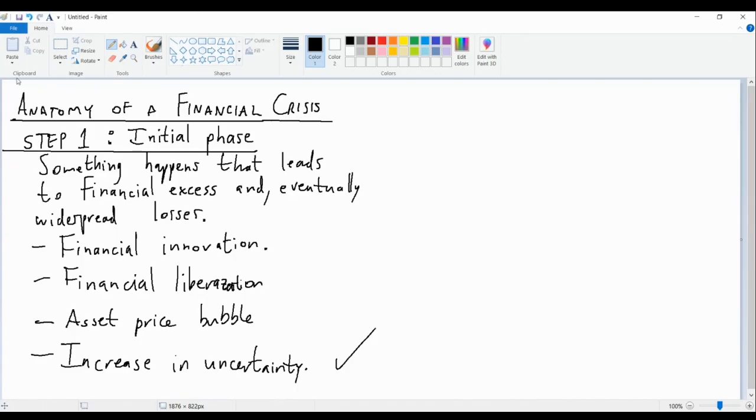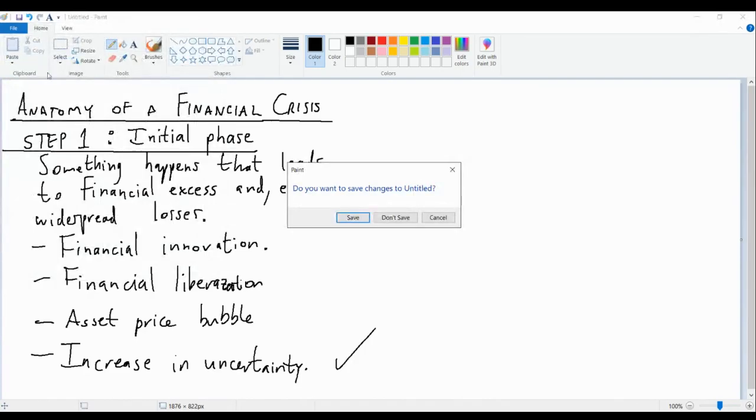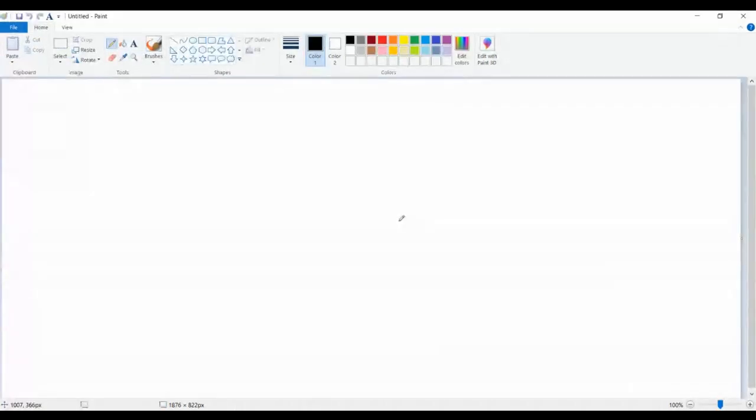In the comments, I was told that the slides get cluttered, or they're hard to read if we put too much on them, so in response to that, let's start a new one so that we can discuss step two.